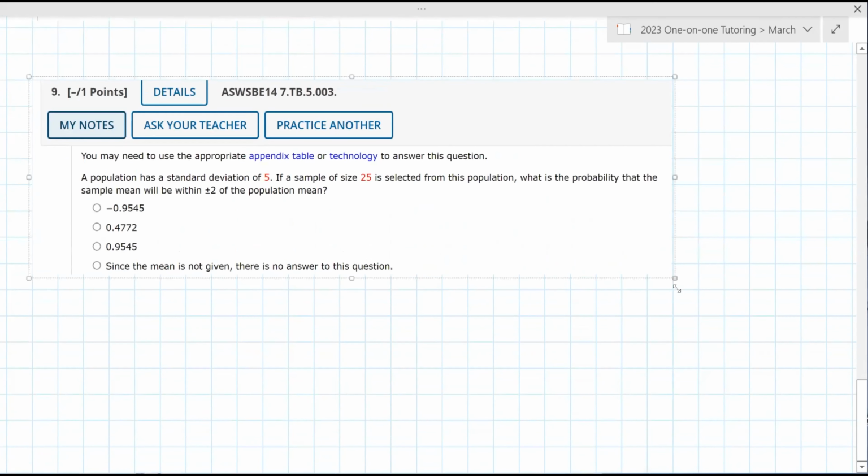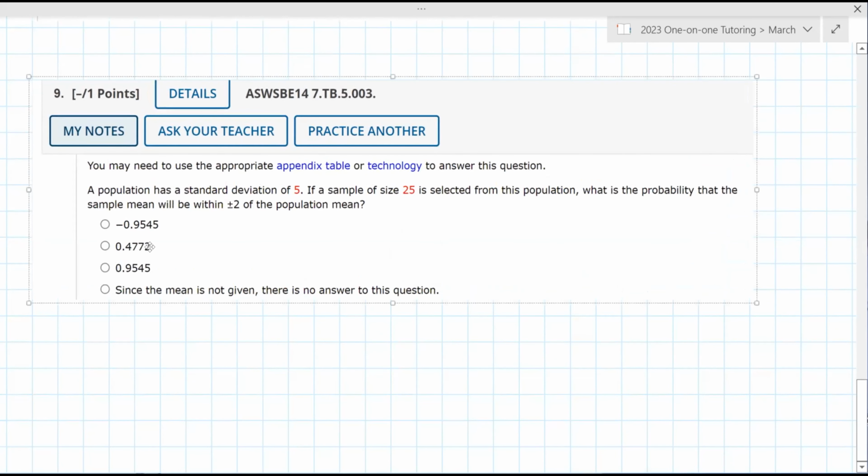All right. Number 9 here. Let me know when you're ready for that. And you're welcome. If there's an error, let me know if you're checking those along the way. I'm ready. All right. A population has a standard deviation of 5. If a sample of size 25 is selected from this population, what is the probability that the sample mean will be within plus or minus 2 of the population mean?